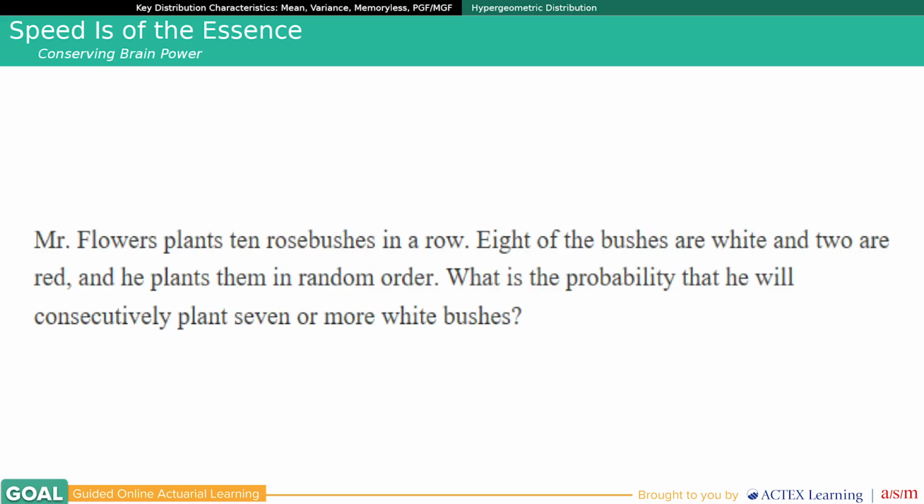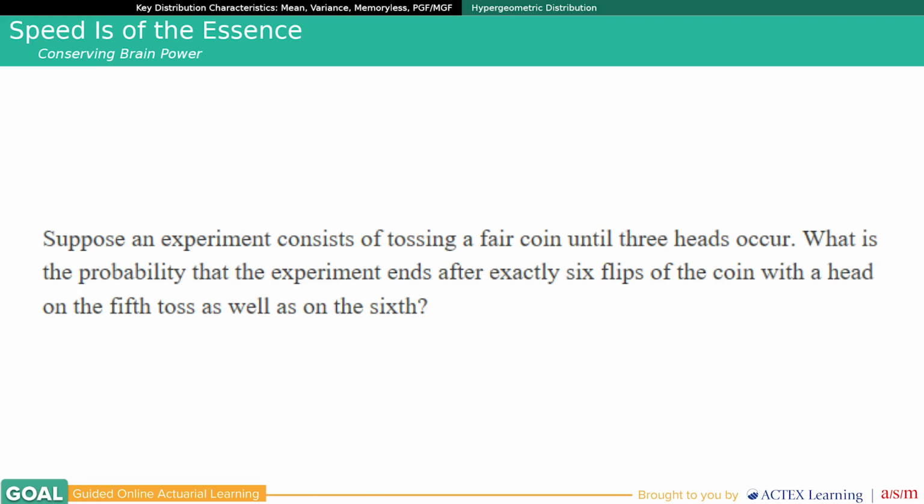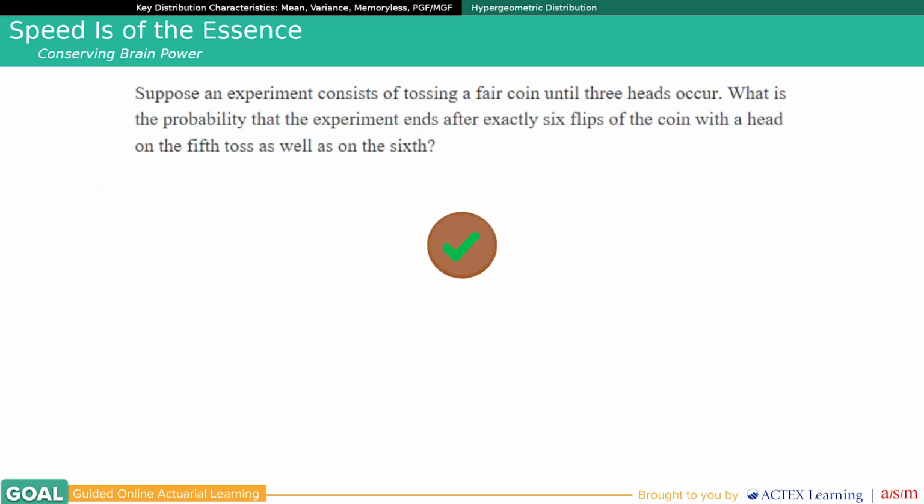Remember that messy problem from earlier? Did you wonder why I took the trouble to copy down information from the problem onto my paper when I'm so serious about saving time? It's about brain power. For one, it makes it so I don't have to look up at the computer screen all the time. But more importantly, and more honestly, after an hour on an exam, when I see even a simpler problem like this one, I'm thinking 3 heads, 6 flips, 5th toss, 6, 3, 5.